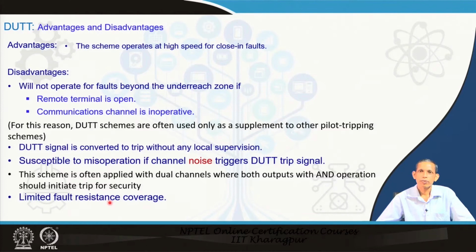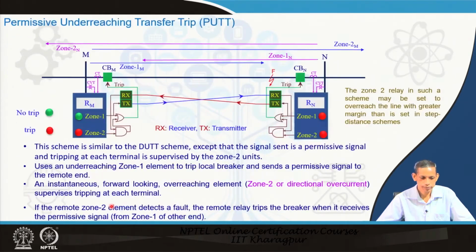The other thing is that if the fault resistance becomes higher, then the relay may find it in zone 2, and if it finds it in zone 2, even though the fault is in zone 1, then the advantages cannot be exploited in that perspective. So, that is why it has limited resistance coverage.